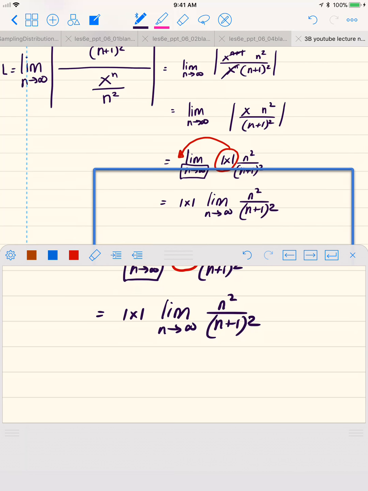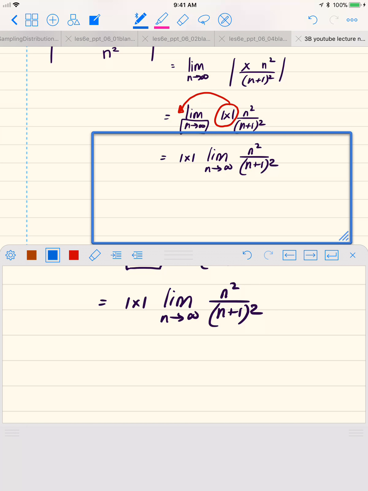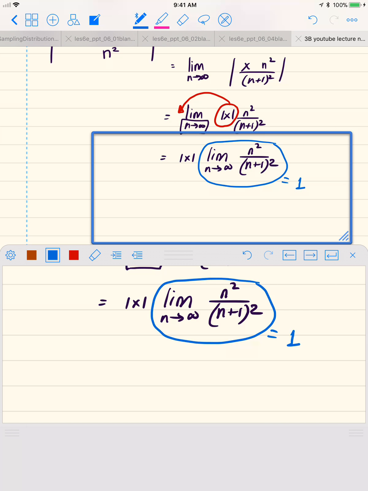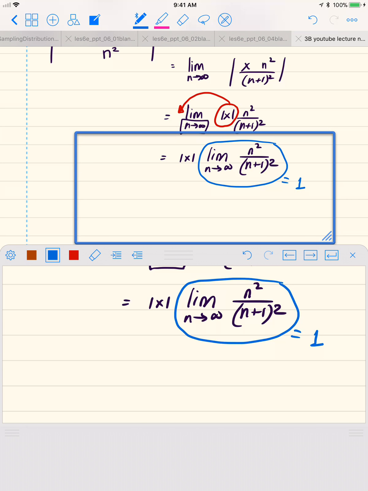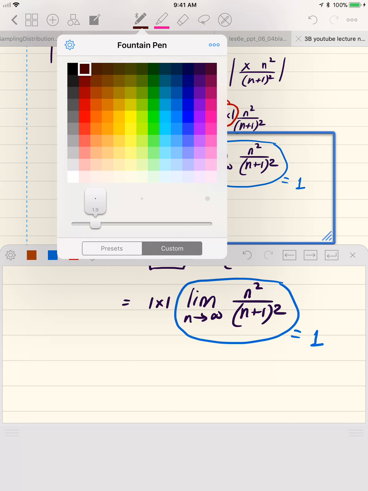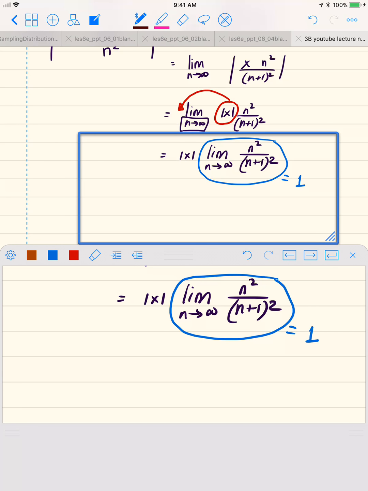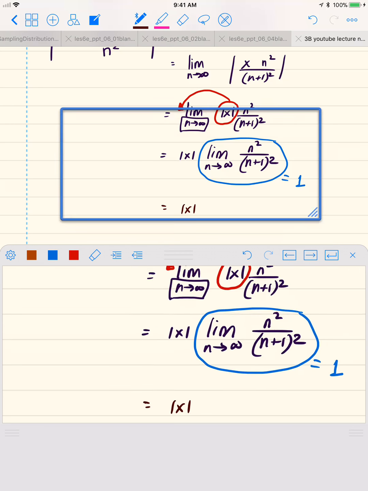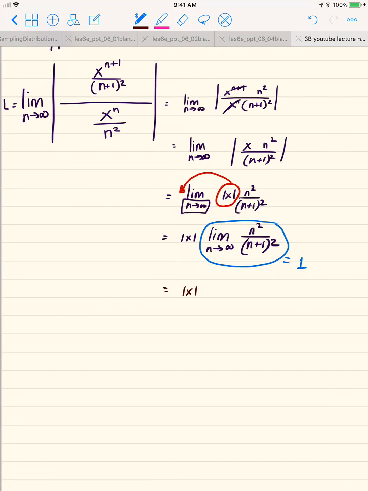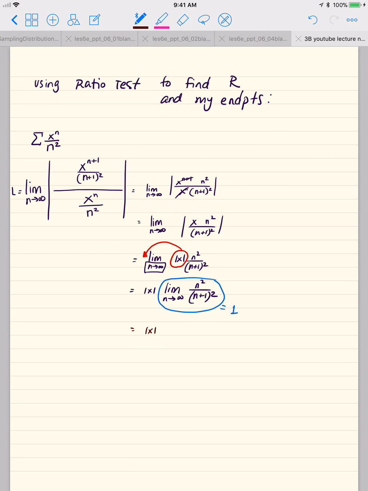Okay. So now at this point, I'm looking here and I say, what is this limit? This limit is equal to 1. And how do we know that? Well, you can use L'Hopital's rule, or you can expand and divide by n squared. However you get there is fine. That limit is equal to 1. So we just end up with this equal to the absolute value of x. Remember, all of this was to compute L. So L is equal to the absolute value of x.